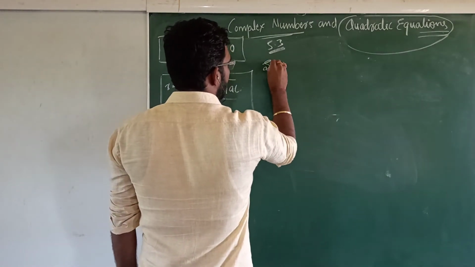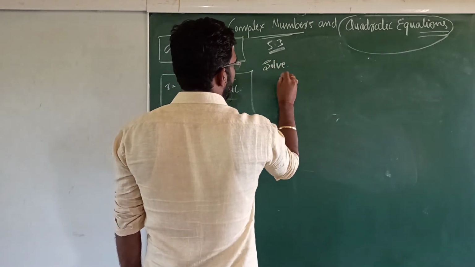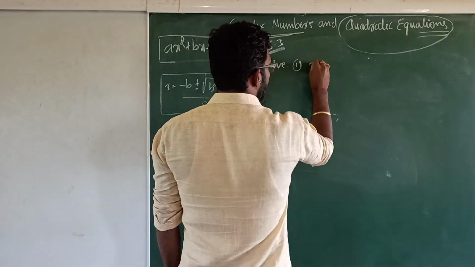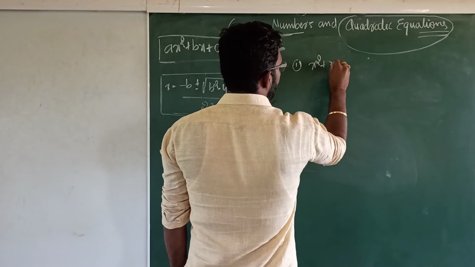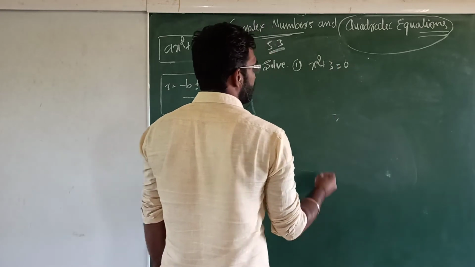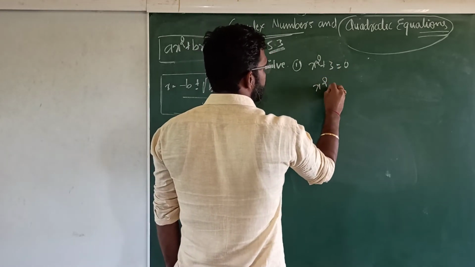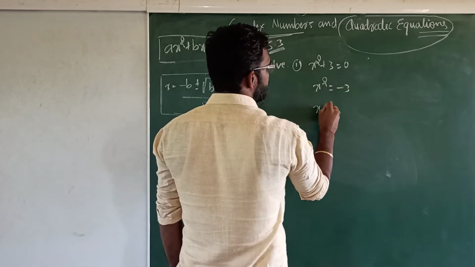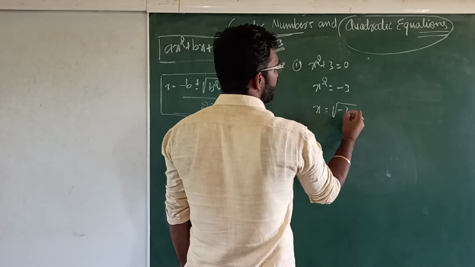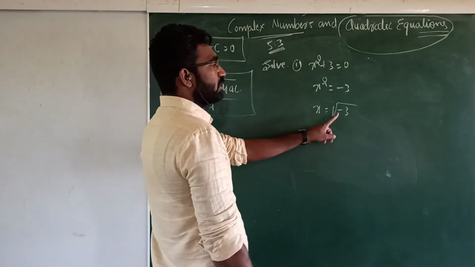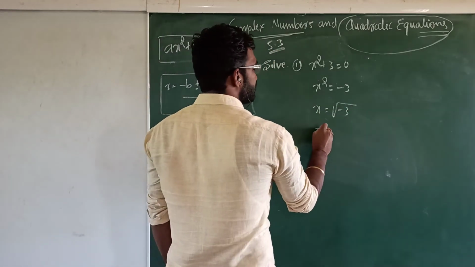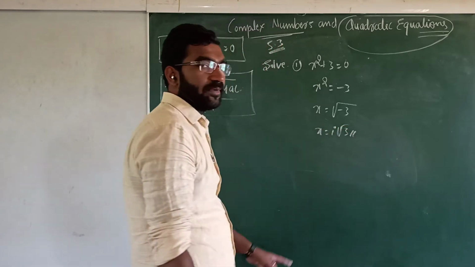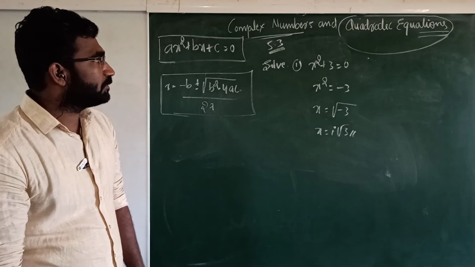Solve the first one. So what is the question? x² + 3 = 0. Therefore x² = -3. Taking square root on both sides, therefore x = √(-3). As I already told you, if minus comes out, it becomes i, therefore i√3. So this is the value of x, right?